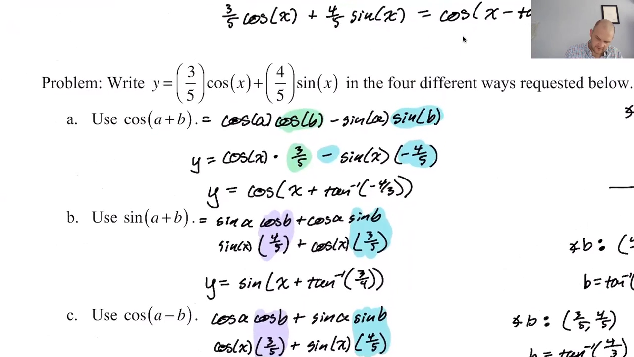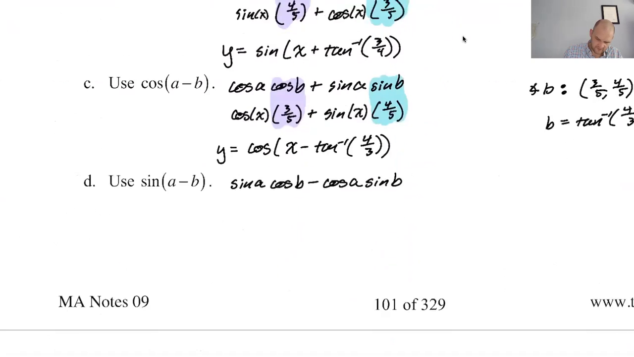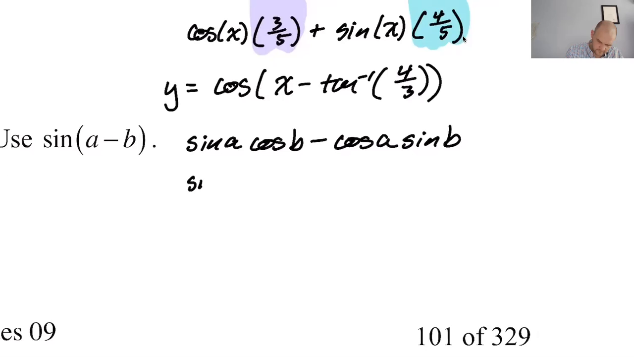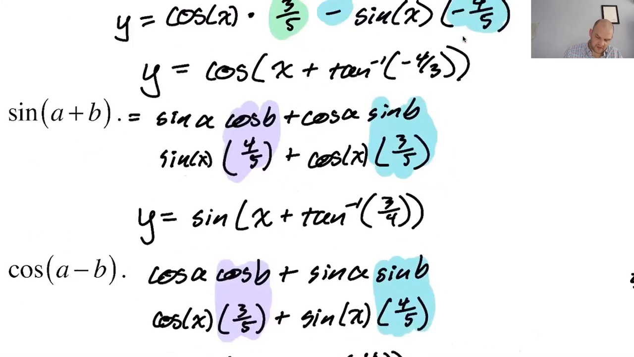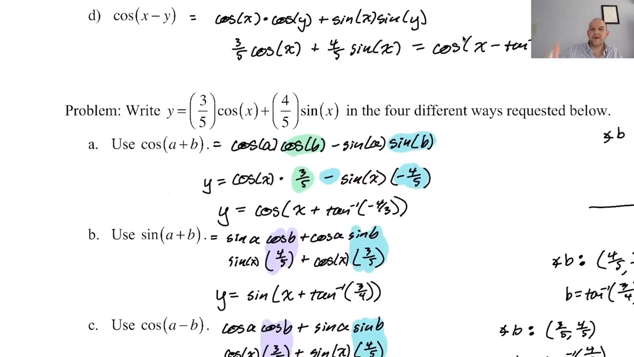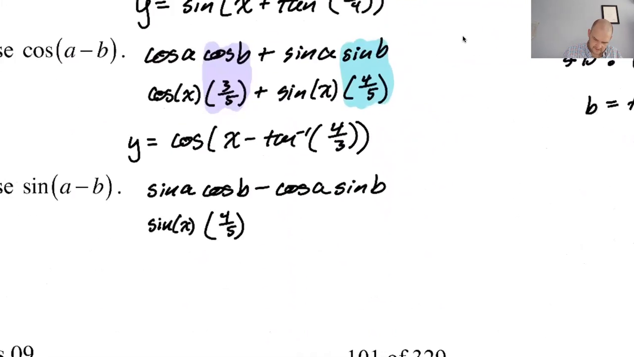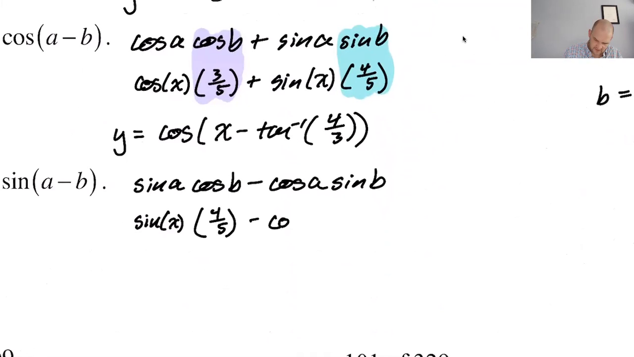So I'm gonna lead with this so that the variable will come first. So I'm gonna do sine X times 4/5. Now, because there's a plus in the given, I'm going to make it minus negative 3/5 cosine, because this is what I'm dealing with right now. So minus, but I'm going to write cosine X first. Minus cosine X times negative 3/5.